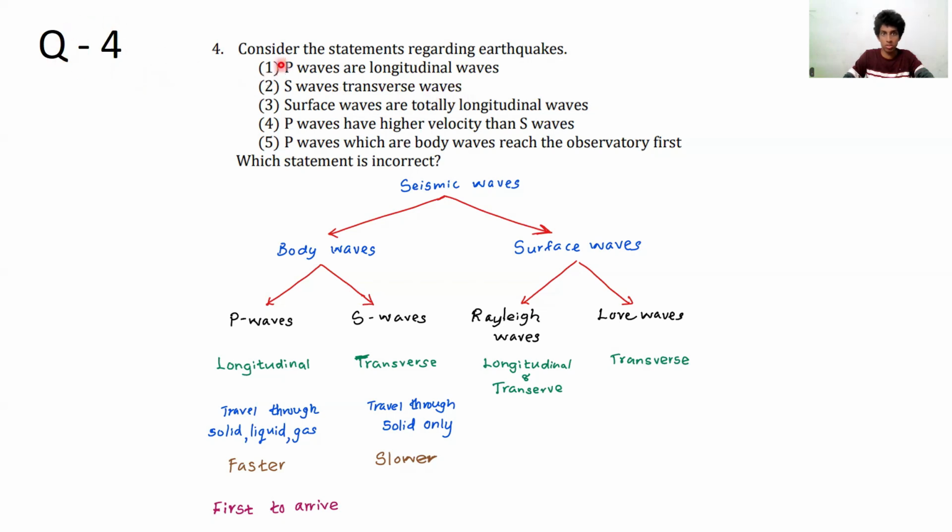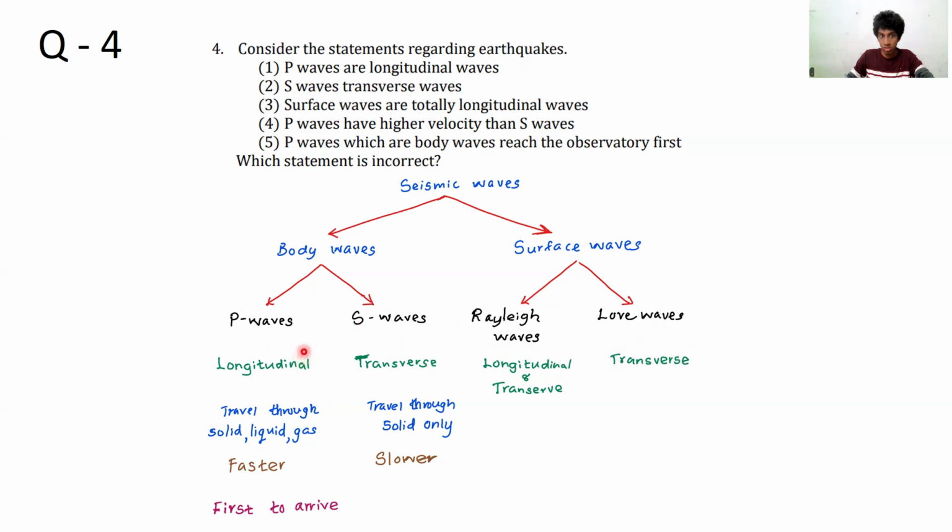Question number 4. Consider the statements regarding earthquakes. Seismic waves can be mainly categorized into two types: body waves and surface waves. Body waves can again be categorized as P waves and S waves, and surface waves can be categorized as Rayleigh waves and Love waves. P waves are longitudinal and S waves are transverse. Rayleigh waves are both longitudinal and transverse. Love waves are transverse.